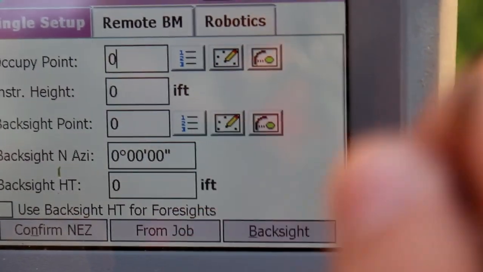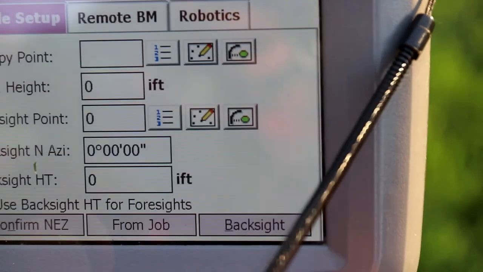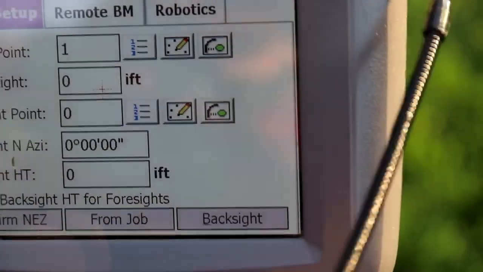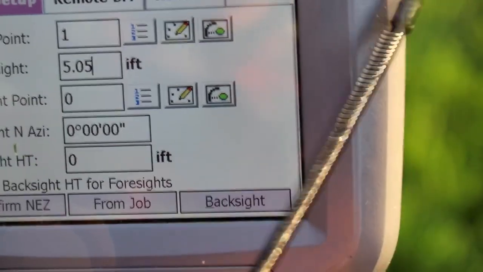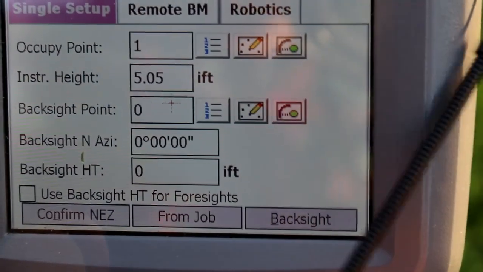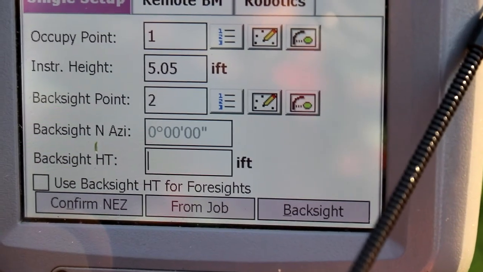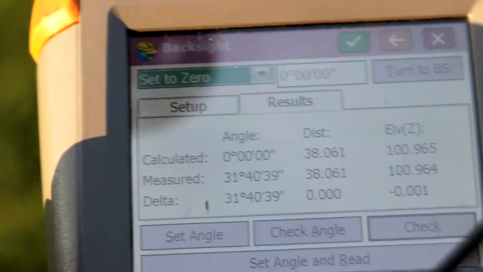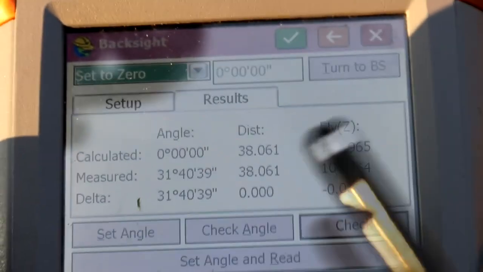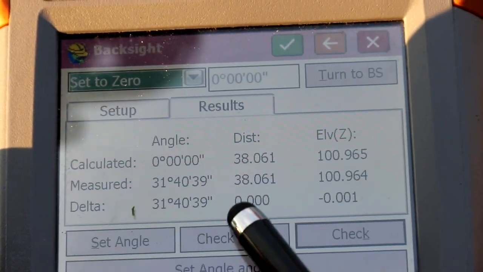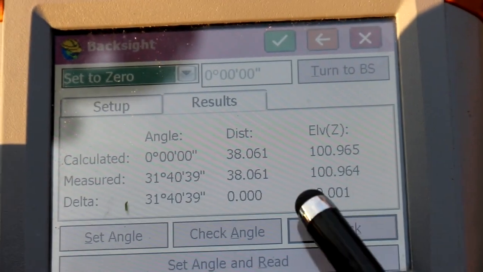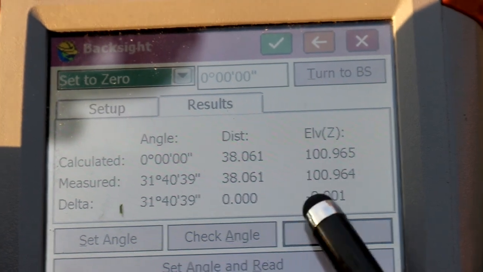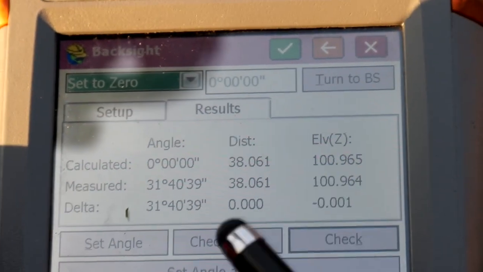All right, so first we're going to start out by saying that we're occupying point number 1. Our instrument height is 5.05. Our backsight point is point number 2, and the height of the backsight is 5.20. Okay, and now you can see that our error in the horizontal distance is 0 feet, and the error in the vertical is 0.001, which is very insignificant.